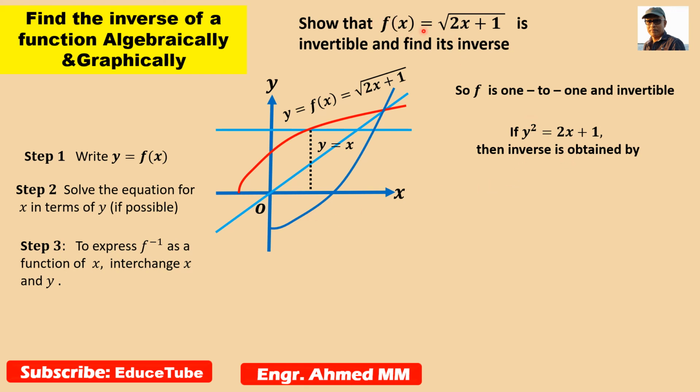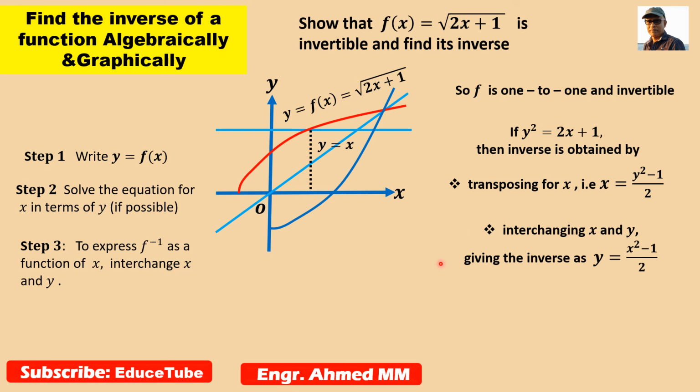Say this is y equals square root of 2x plus 1. If we square both sides, it takes this form. Now the inverse is to be obtained by following these steps. Solve the equation for x in terms of y. So let's do that. Transposing for x, we get x equals (y squared minus 1) by 2. What about the next step? To express f inverse as a function of x, interchange x and y.